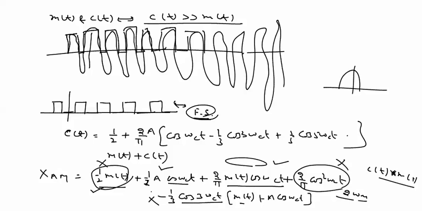The desirable component can be generated through the switching modulator in combination with a band pass filter, an appropriate band pass filter centered at the carrier frequency. So the final result at the output of the switching modulator is A c by 2 times A by 2 cos omega c t, plus 2 upon pi m(t) cos omega c t.